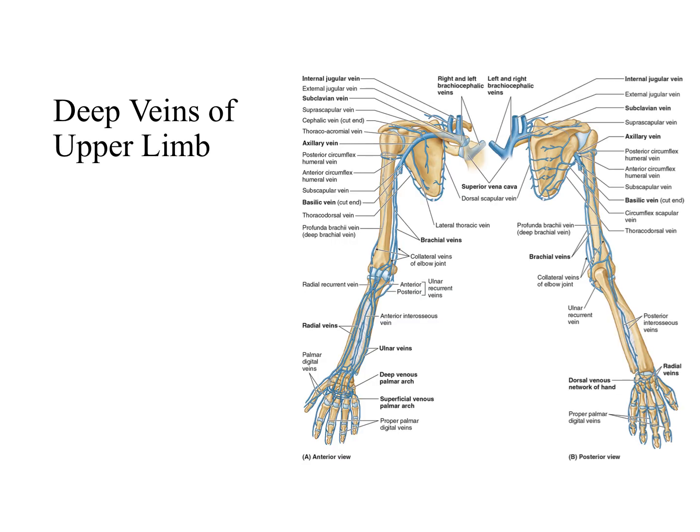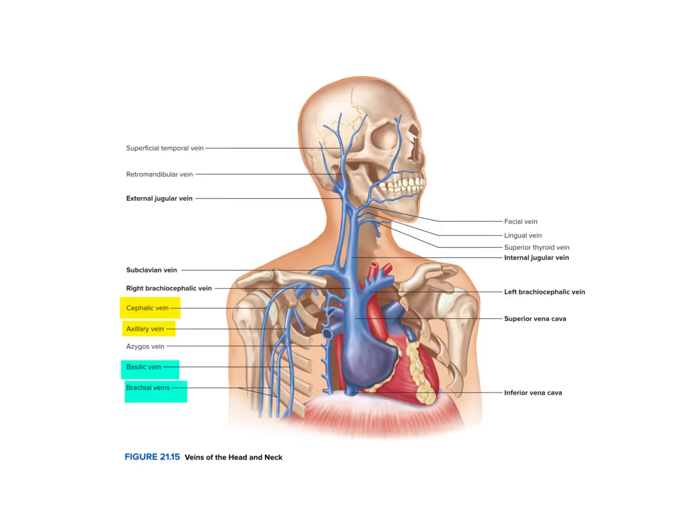This diagram is illustrating the deep veins of the upper limb. We see the radial vein and the ulnar veins, which merge together to form the brachial veins. The brachial veins then merge with the basilic vein to become the axillary vein. This is another diagram where we can see the brachial veins merging with the basilic vein to become the axillary vein. And then we see the cephalic vein that drains into the axillary vein.